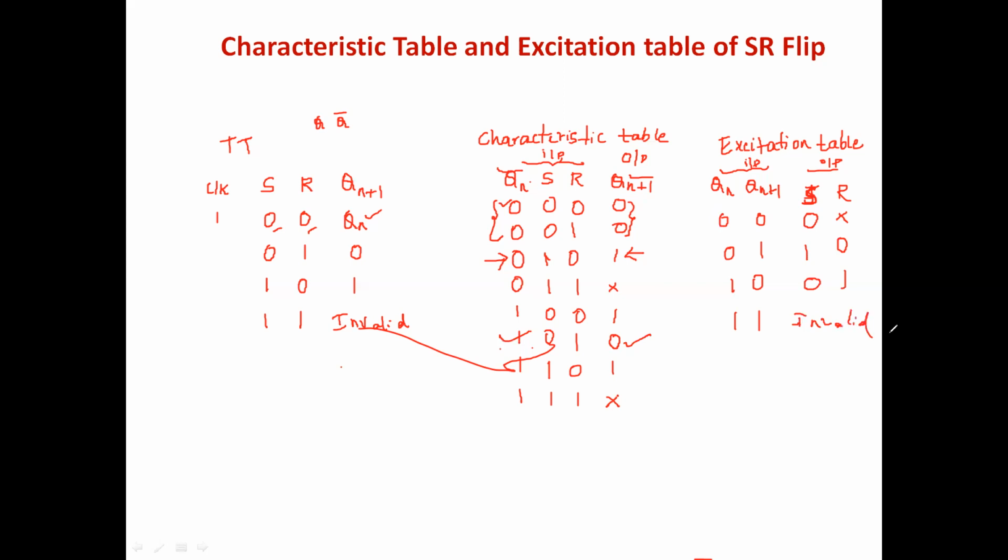I hope you understood this table. Truth table is required for writing the characteristic table, and for writing the excitation table we require the characteristic table. So this is how we write the characteristic table and excitation table for SR flip-flop, which is very much required whenever we are designing the counters.